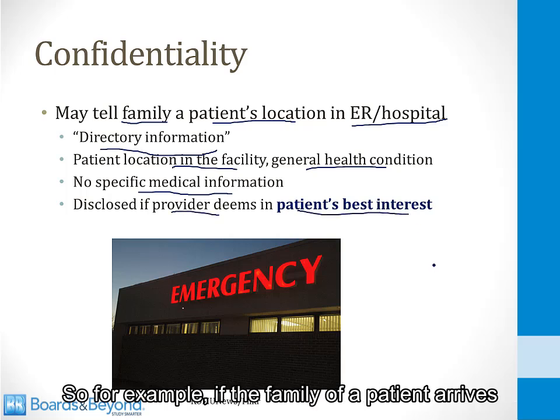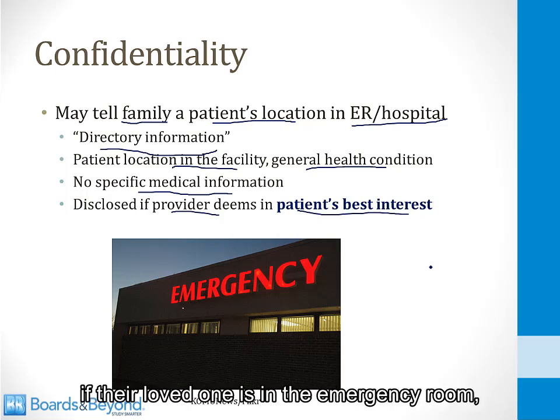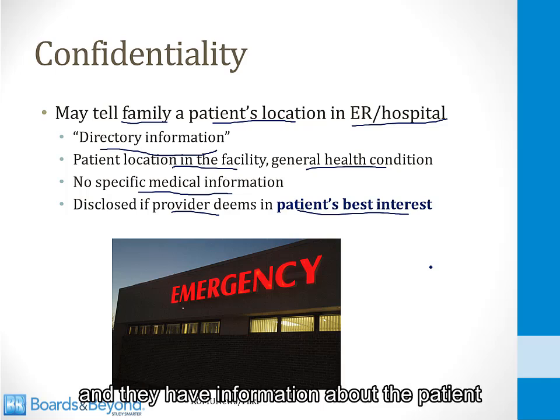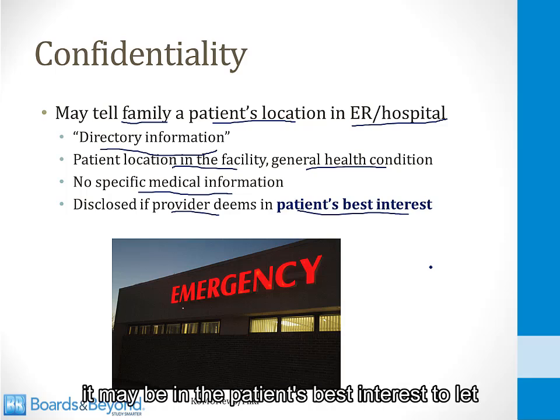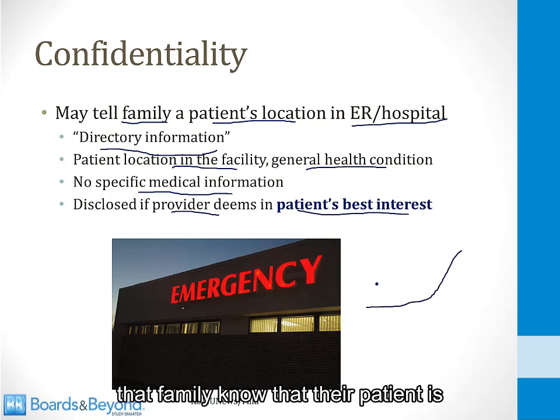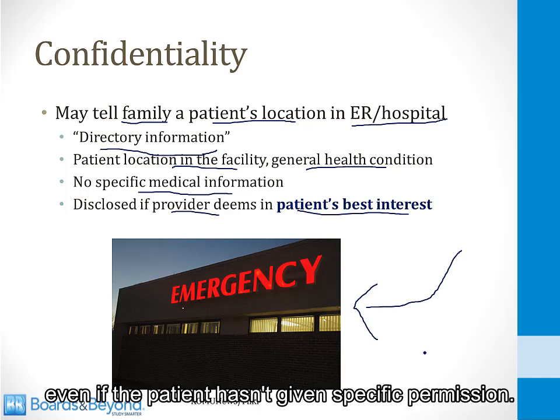So for example, if the family of a patient arrives at the emergency room and they want to know if their loved one is in the emergency room and they have information about the patient, like their medical history and the medicines that they take, it may be in the patient's best interest to let that family know that their patient is in the emergency room, and it's okay to go ahead and do this even if the patient hasn't given specific permission.